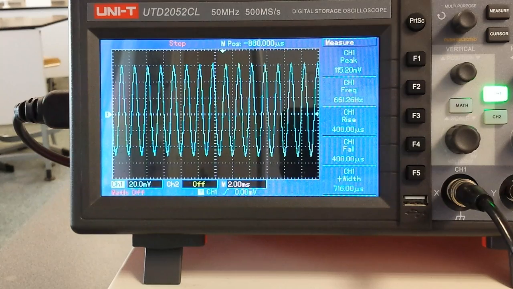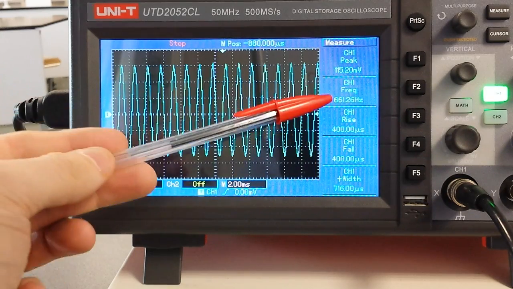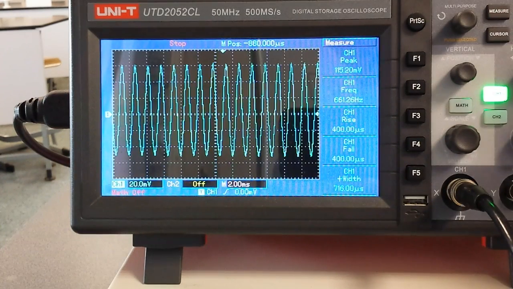Goes slightly higher. That's a louder sound, isn't it? We can clearly see the peak is higher and the trough is lower. 661 hertz. So let's have a look. We'll see if we can go from high to low. Here we go.